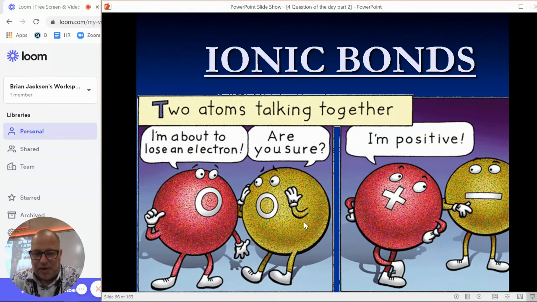Or you could get this joke right here. You've got two atoms talking. One atom says, "I'm about to lose an electron," and the other one says, "Are you sure?" And then he says, "I'm positive." Get it? If the atom loses an electron, it loses one part of its negativity, so it becomes positively charged.